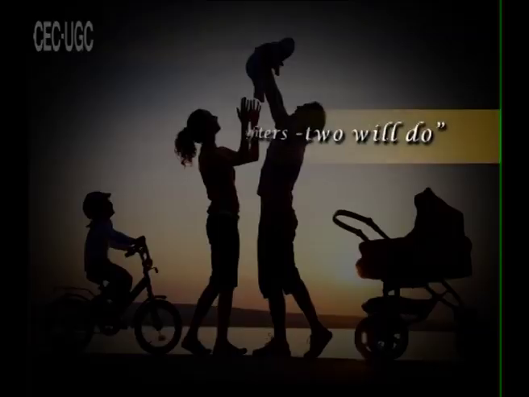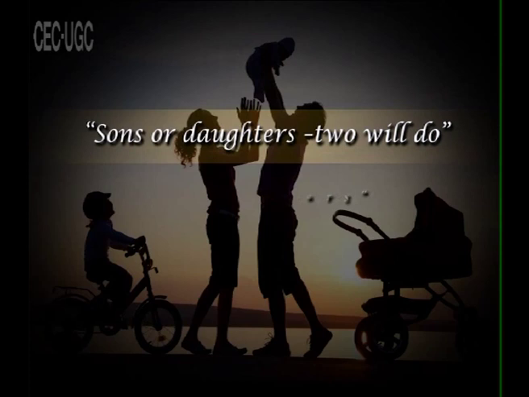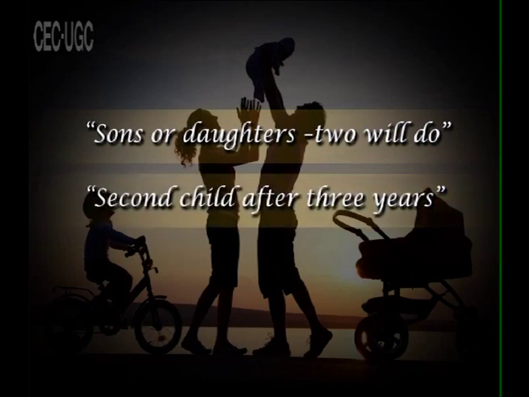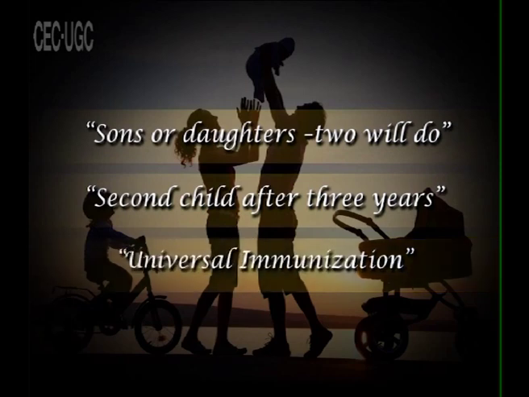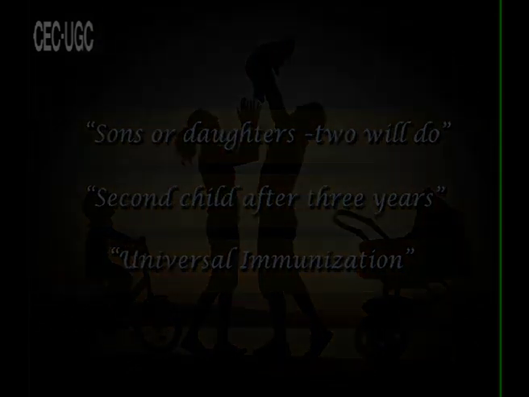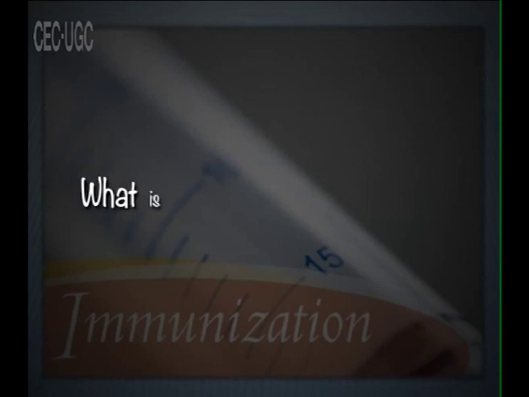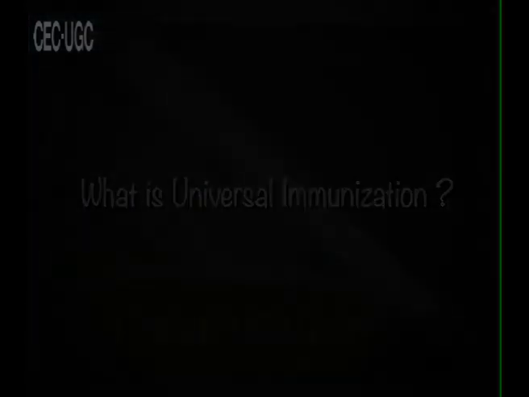The current emphasis is on 3 themes. Firstly, son or daughter, 2 will do. Second is second child after 3 years. And thirdly, but not the least, the universal immunization. Let me talk briefly on what is universal immunization. The Universal Immunization Program is a program launched by Government of India with an objective to reduce mortality and morbidity resulting from vaccine preventable diseases. It focuses both on immunization of children as well as pregnant women.